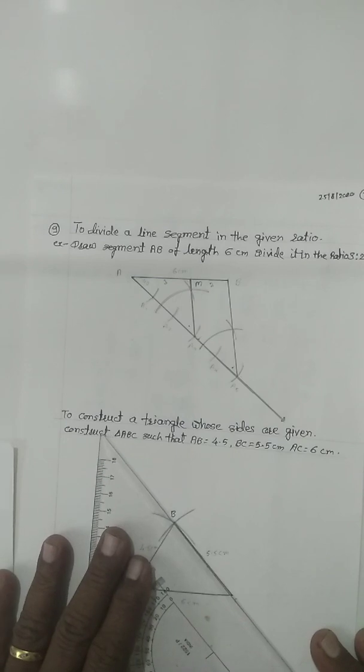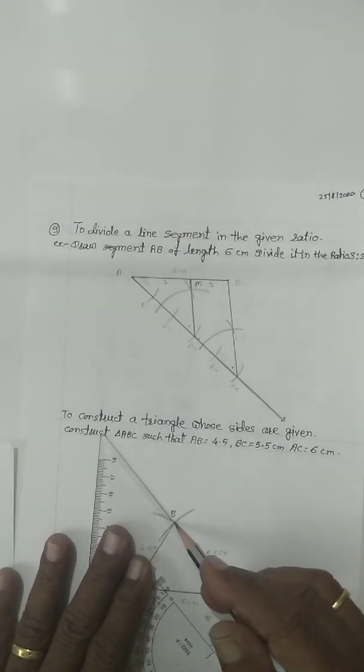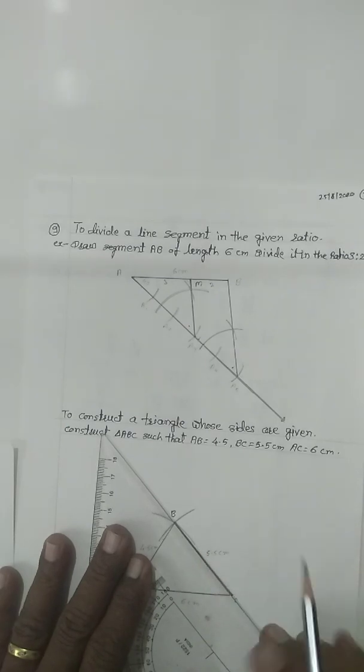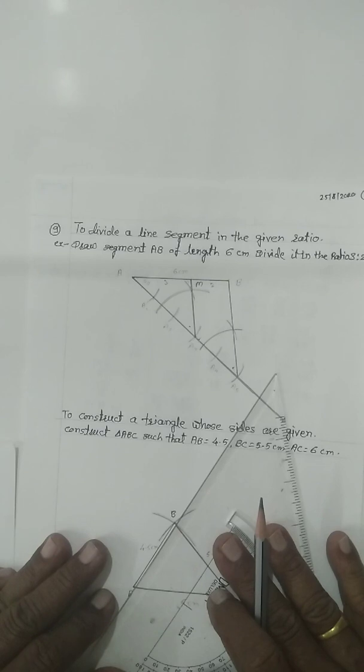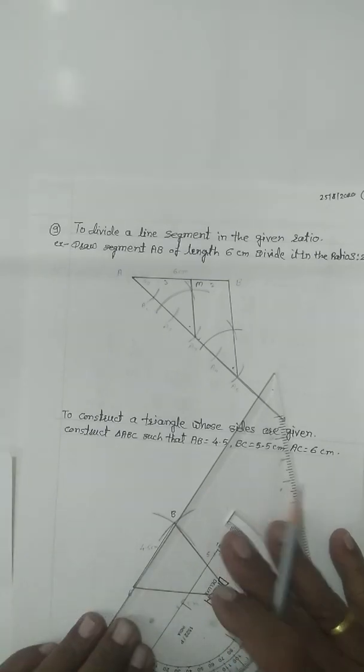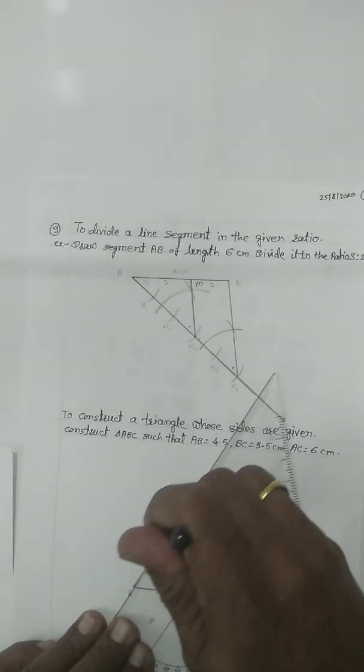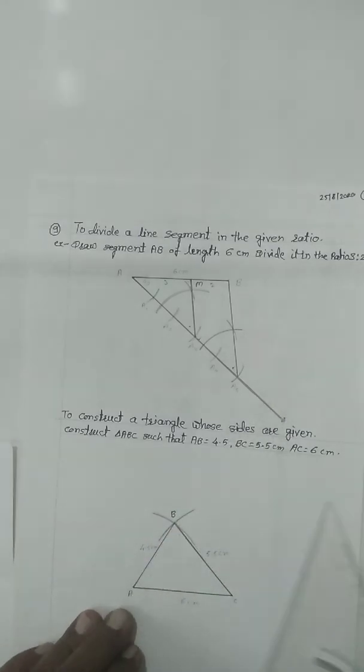That point B is joined with C. We get the second side of the triangle. Then point B is joined with A. We get the third side of the triangle. In this way we draw the triangle.